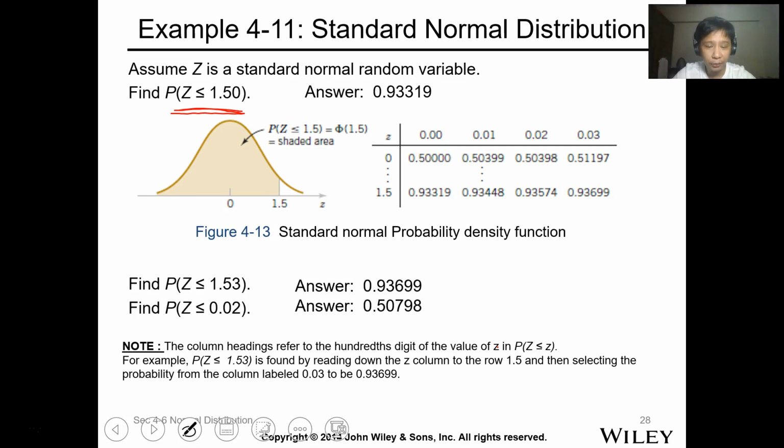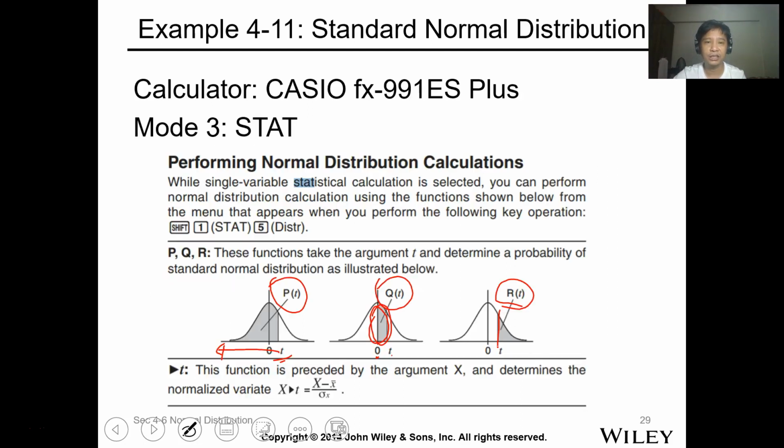So, you select P, 1, that's 1.5. Hindi nyo na kailangang lagyan ng Z less than. Just the value, yung 1.5. So, this is yung probability daw ng Z less than 1.5. So, equal natin. So, ang lalabas ay 0.93319. So, pareho. Tama? 0.93319. So, you can check also yung value ng bawat isa. Okay?